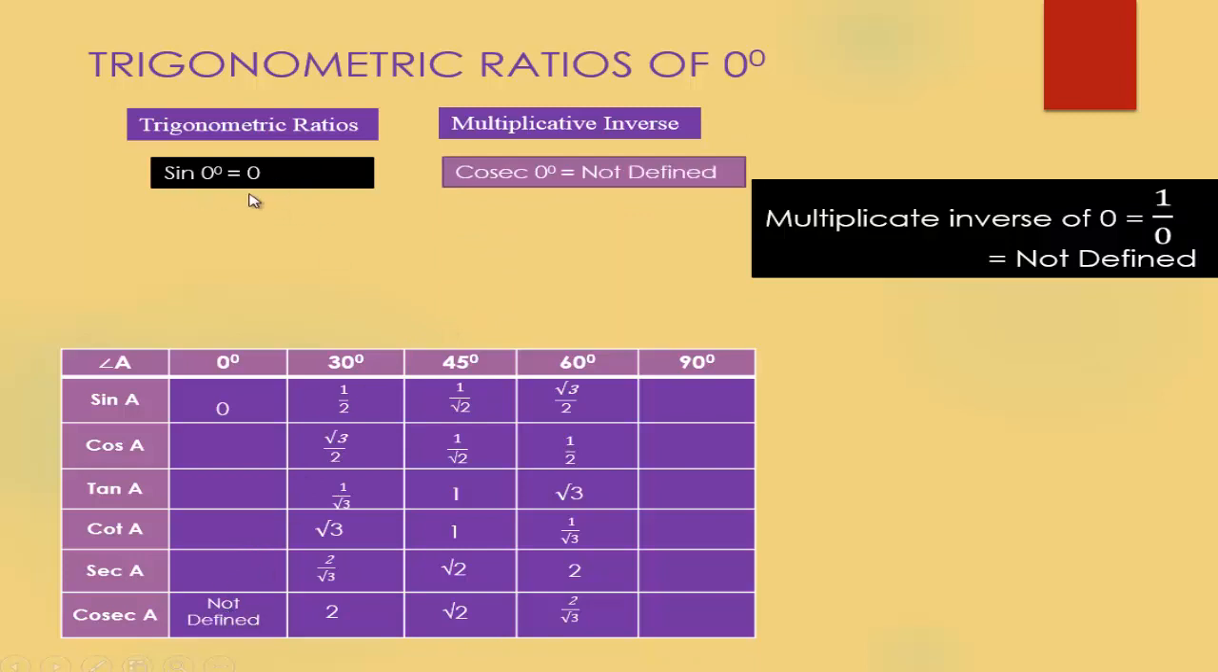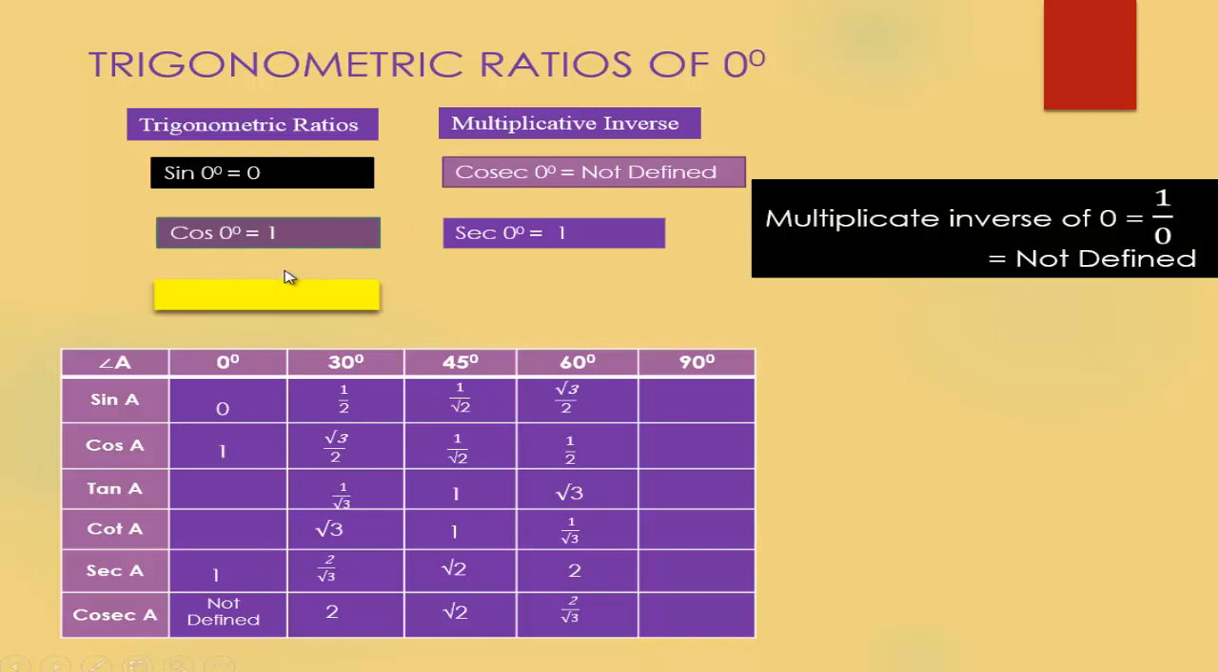Next, cos 0 is 1, and the multiplicative inverse of cos 0 is secant 0, that is the multiplicative inverse of 1, which is 1 by 1, that equals 1. Therefore, secant 0 is 1. Next, tan 0 is 0, and the multiplicative inverse of tan is cot, that is cot 0 equals the multiplicative inverse of 0, which is 1 by 0, that is not defined. Therefore, cot 0 is also not defined.